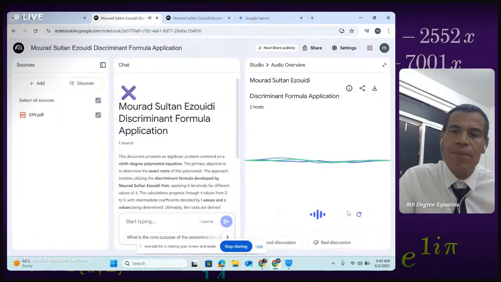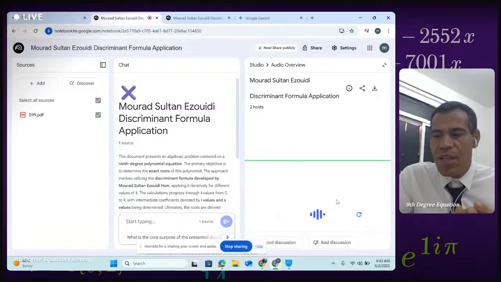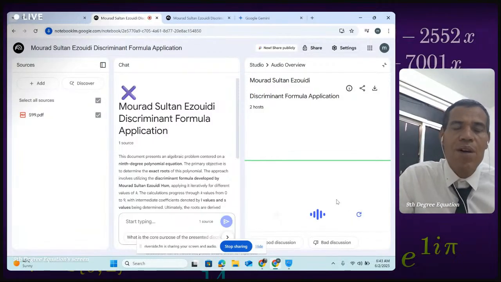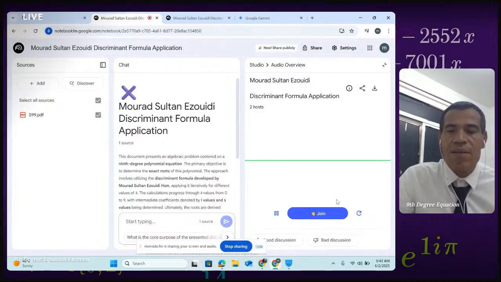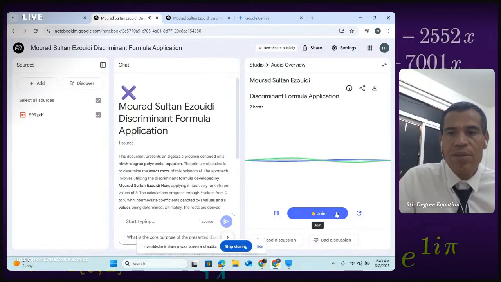Here we found that we use the Ezouidi theorem and we found all the new coefficients of the new ninth degree from the equation, and we found that s raised to the power 6 is going to be equal to. It sounds like you're making a connection to how new information or approaches can change the game.